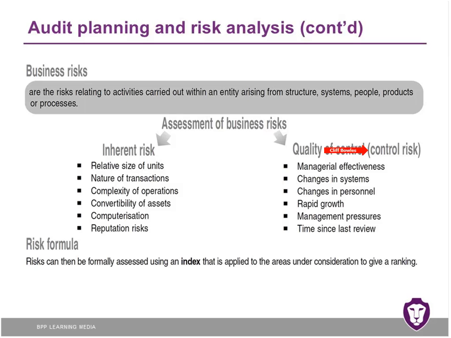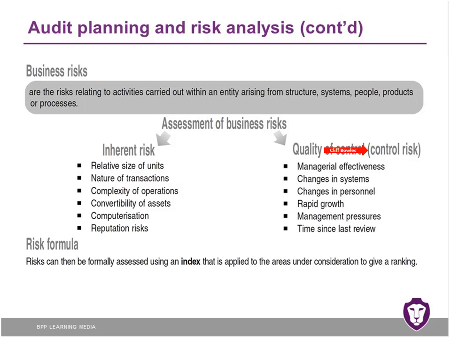So what is inherent risk? Well, these are the risks that can't be controlled by an auditor. These are the risks of the nature of transactions, the complexity, the reputation, inherent risks in doing business. Okay. In control risks, how do people go about doing things?